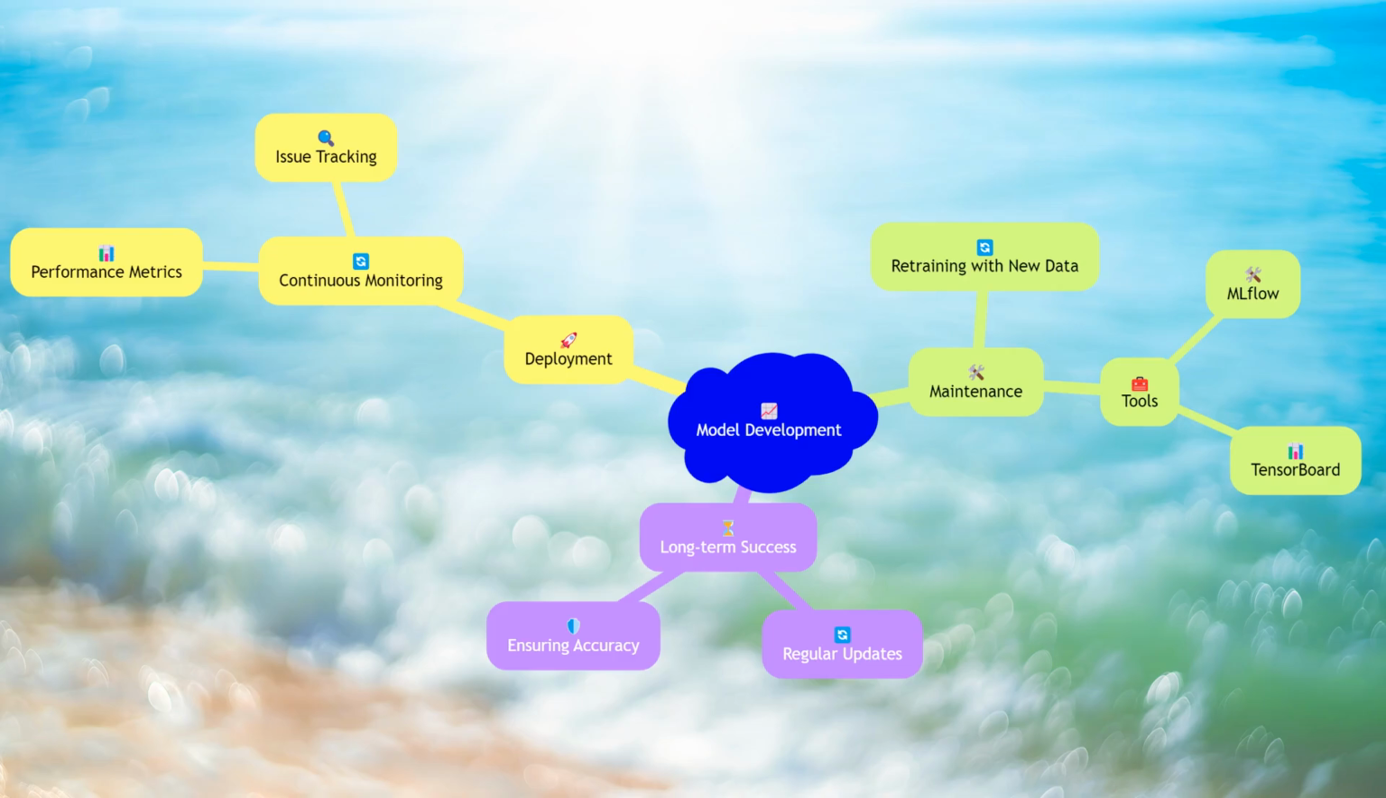Model development doesn't end with deployment. Continuous monitoring and maintenance are essential to ensure that the model remains accurate and relevant. This involves tracking performance metrics, retraining the model with new data, and addressing any issues that arise. Tools like MLflow and TensorBoard can aid in monitoring. Regular updates and maintenance ensure the long-term success of the model.